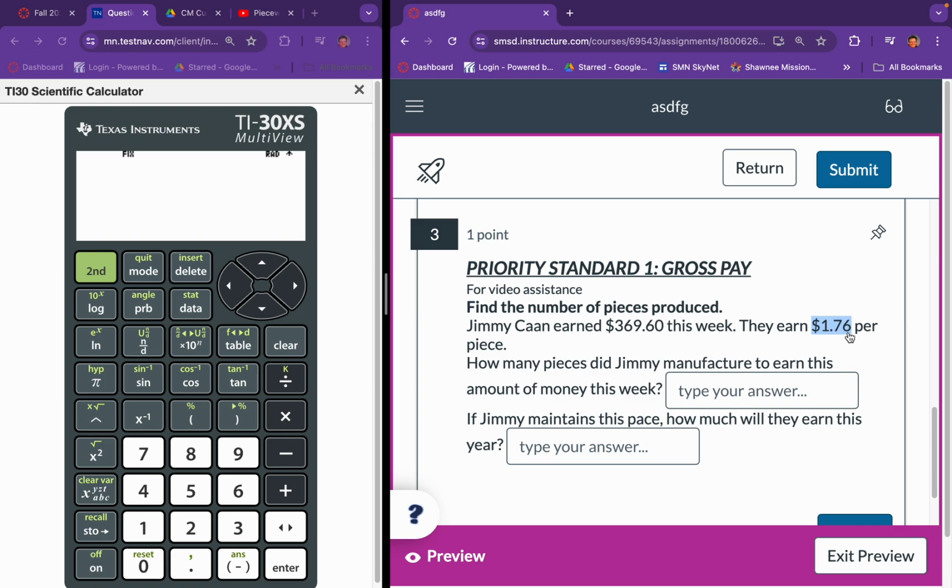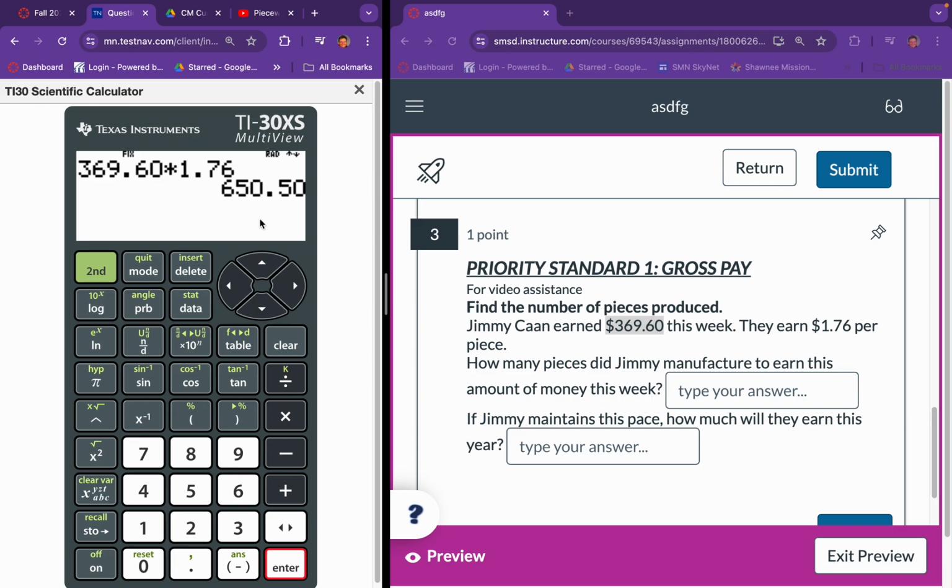Okay, so how many pieces did he produce to earn this much money? We're going to take the amount of money that he earned, $369.60. All those are divisible by 3. Let me make sure I typed them all in right. 36960, yes, divided by $1.76. So he gets paid this much total money and this much per piece. Well, how many pieces did he create? 650 and a half pieces. Really? 606.